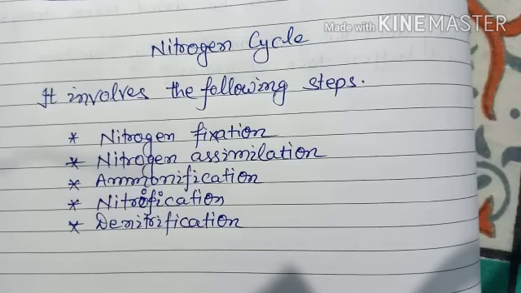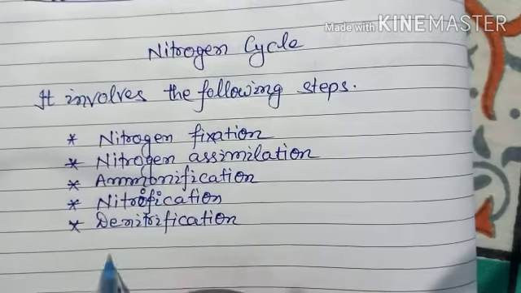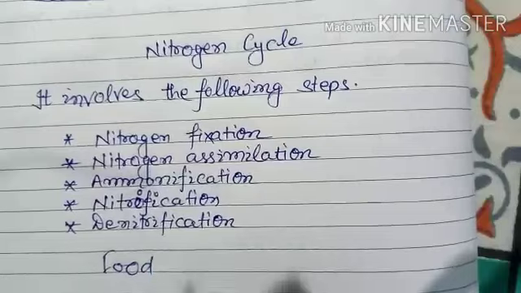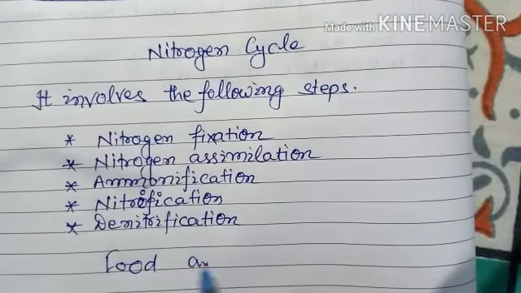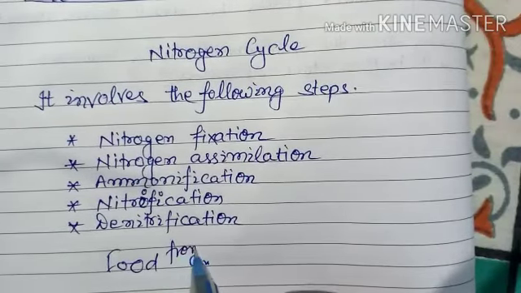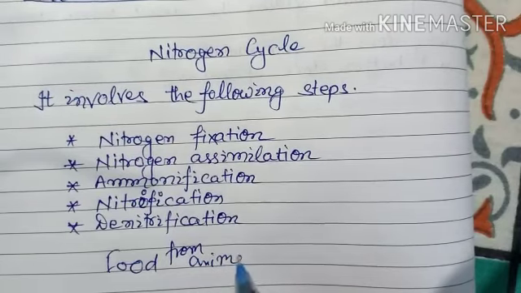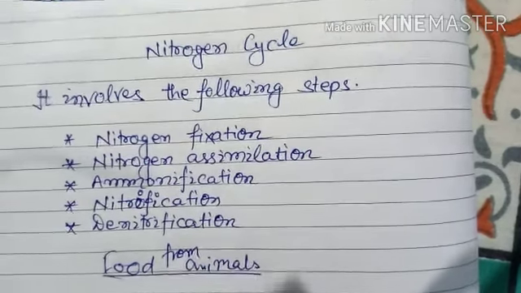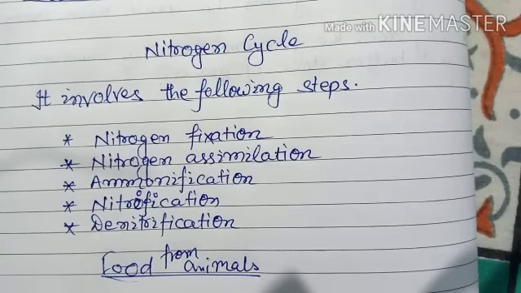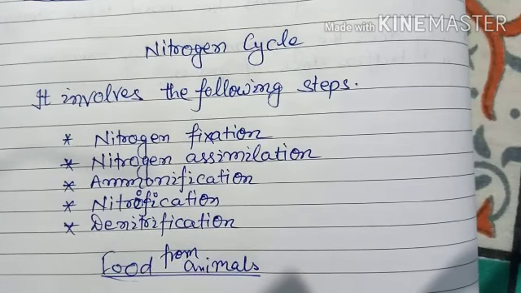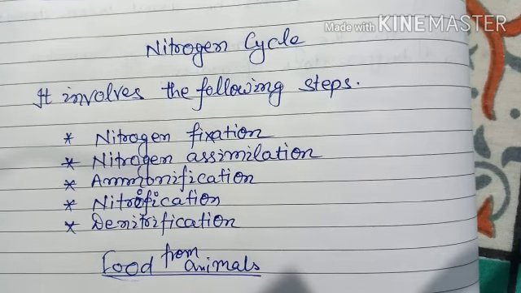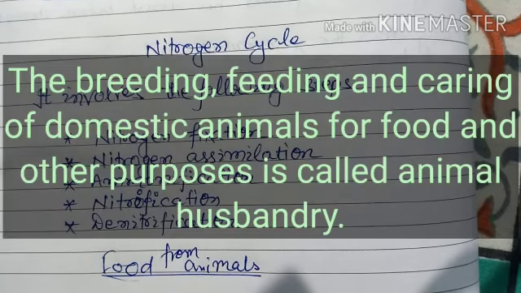Now students will discuss food from animals. See students, first of all, a very important term is animal husbandry. So what is animal husbandry? The breeding, feeding and caring of domestic animals for food and other purposes is called animal husbandry.